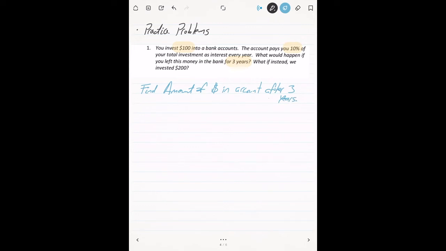So our formula was to find your total amount. You need to figure out how much interest you've earned over 3 years, and you're going to add that to how much you initially invested, your principal. Okay? So we can do this with a table first, if that makes sense.